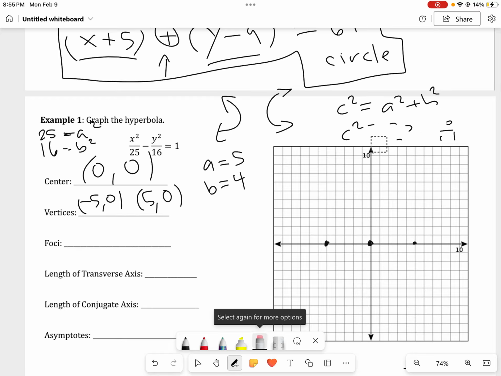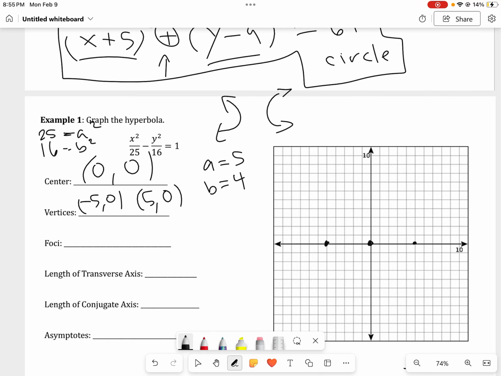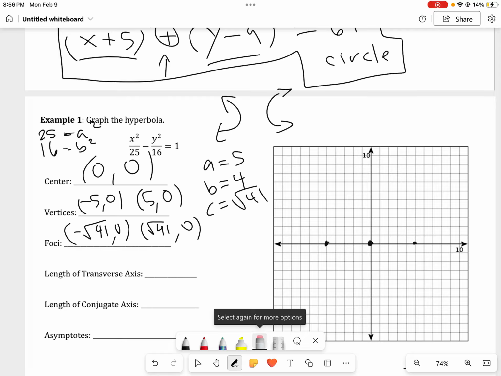So c is the square root of 41. Now we just add square root 41 from our center going toward our vertex, so it would probably be somewhere around here and here. To plot it would be negative square root 41, 0, and root 41, 0. But we don't have to plot our foci. It's not going to help us.